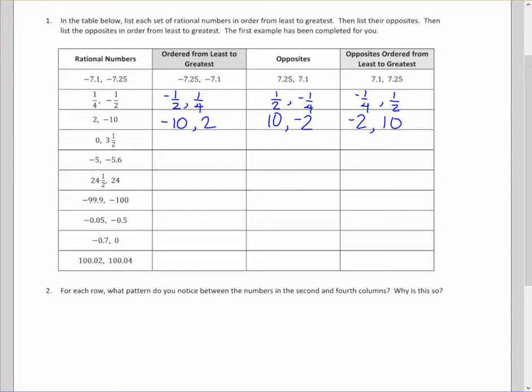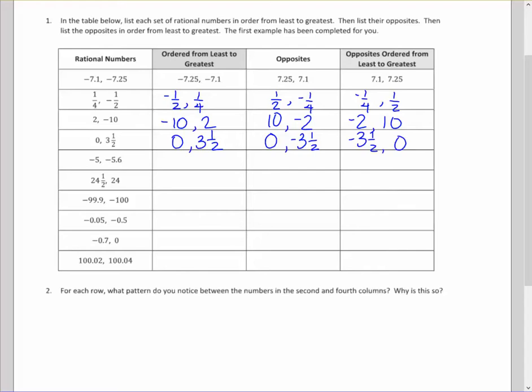0 and 3.5. So, least to greatest, 0 is less than 3.5. The opposite of 0 is 0. The opposite of 3.5 is negative 3.5. Right? The opposites ordered from least to greatest, you should have had negative 3.5 and then 0.